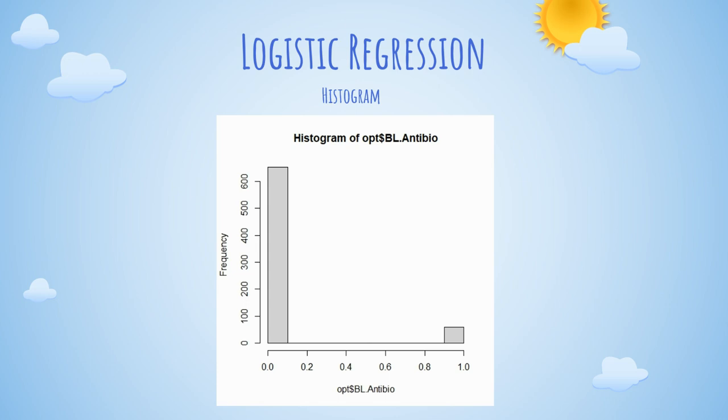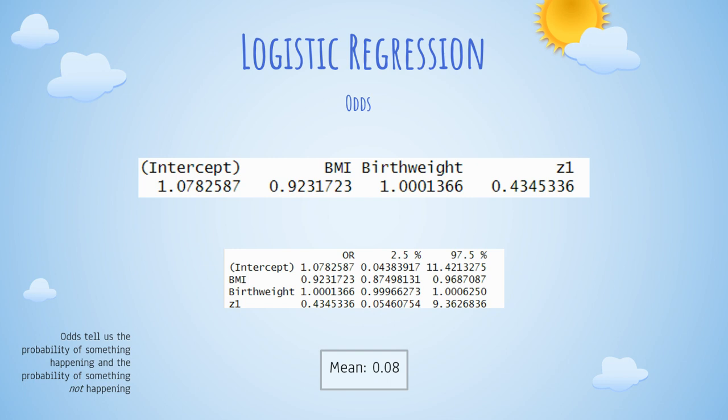Next, we can take a look at this histogram of antibiotic use. And now we can go into our odds a bit deeper. So to start off, odds tell us the probability of something happening and the probability of something not happening. And probability does not mean the same thing as odds.